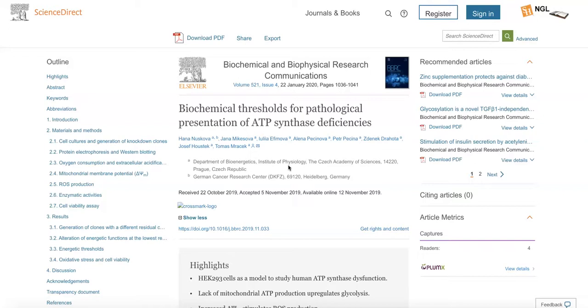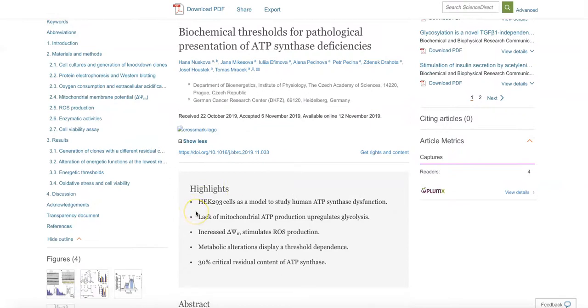And the reason that I was interested in this article is because it talks a bit about something that I want to emphasize in my own research paper. So some of the information from the article that I want to include in my paper is how it talks about the consequences of ATP synthase deficiency. It has one of them right here in highlights. So the lack of ATP production upregulates glycolysis.